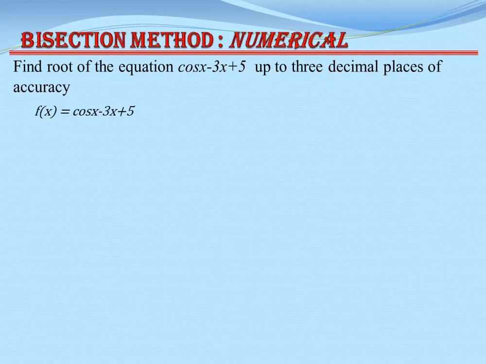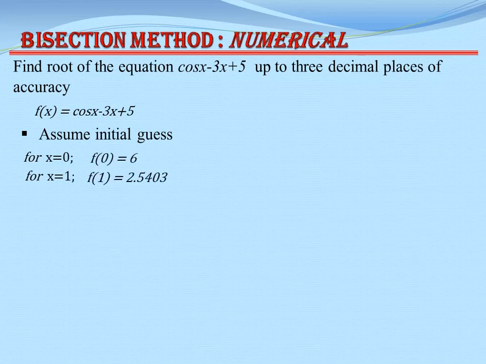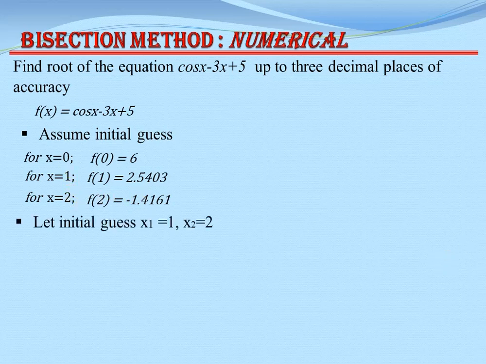So first we write the given function. Then we assume initial guesses such that the functional values are positive and negative respectively, and these two guesses will be chosen. Here we get the positive and negative values of the function for x equal to 1 and 2. So we choose the initial guesses as 1 and 2.